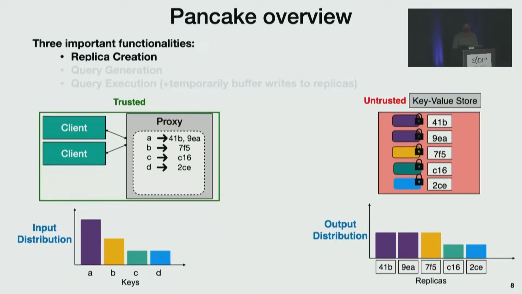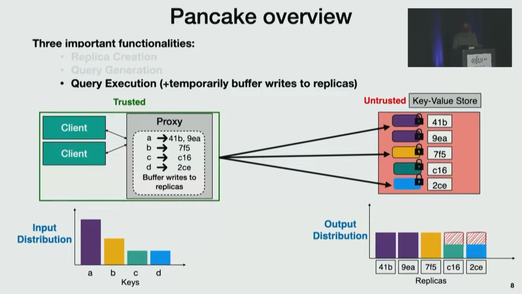Having done this replication, you can see that the output distribution is almost already uniform. However, as a final step to really flatten this distribution, it injects fake accesses to the least popular keys, C and D. And finally, you can see that the output access distribution is uniform random. Finally, it does query execution in order to satisfy the client request. It also temporarily buffers writes to these replicas so that it can propagate asynchronously the new value to all the replicas.